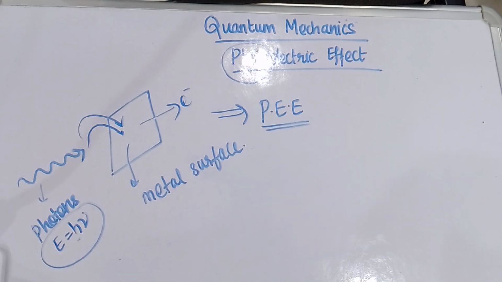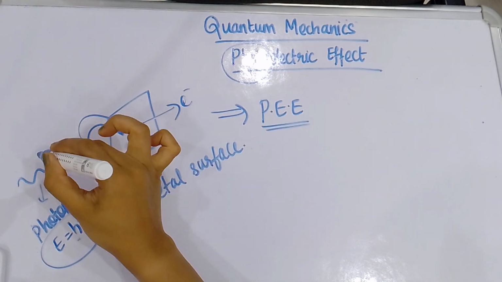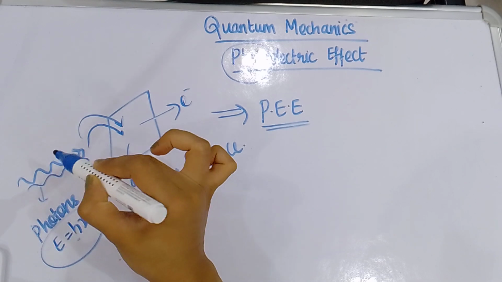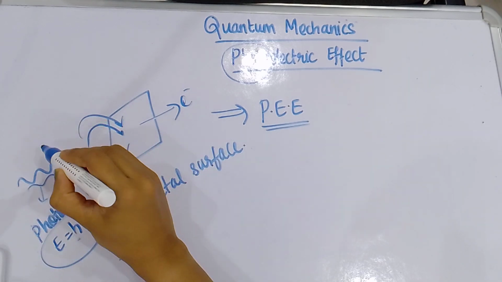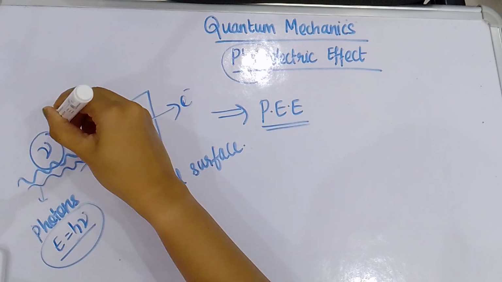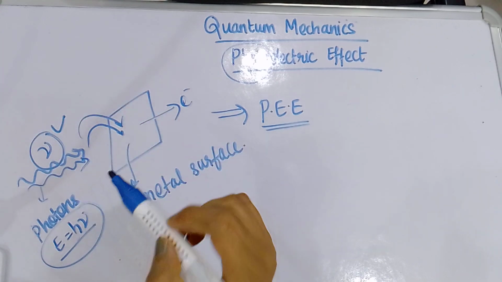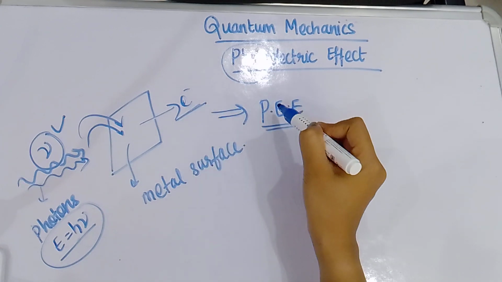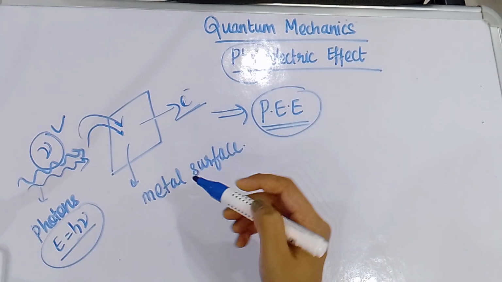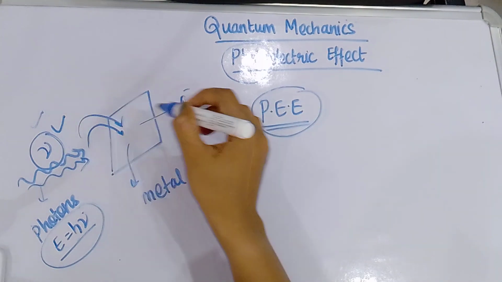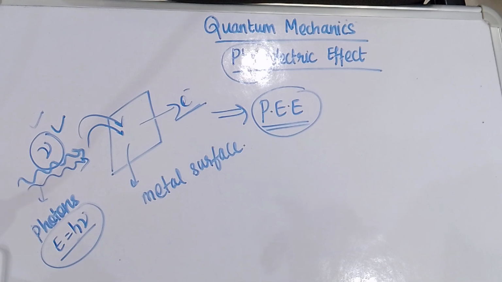Alright, is it clear? Now, as I told you, the incident radiation or incident photons have a frequency nu and energy E equal to h nu. So at a certain value of frequency, if it strikes, only then will it give its energy to the electron, and only then does the photoelectric effect happen. If that minimum value of frequency is not reached, then the photoelectric effect doesn't take place.